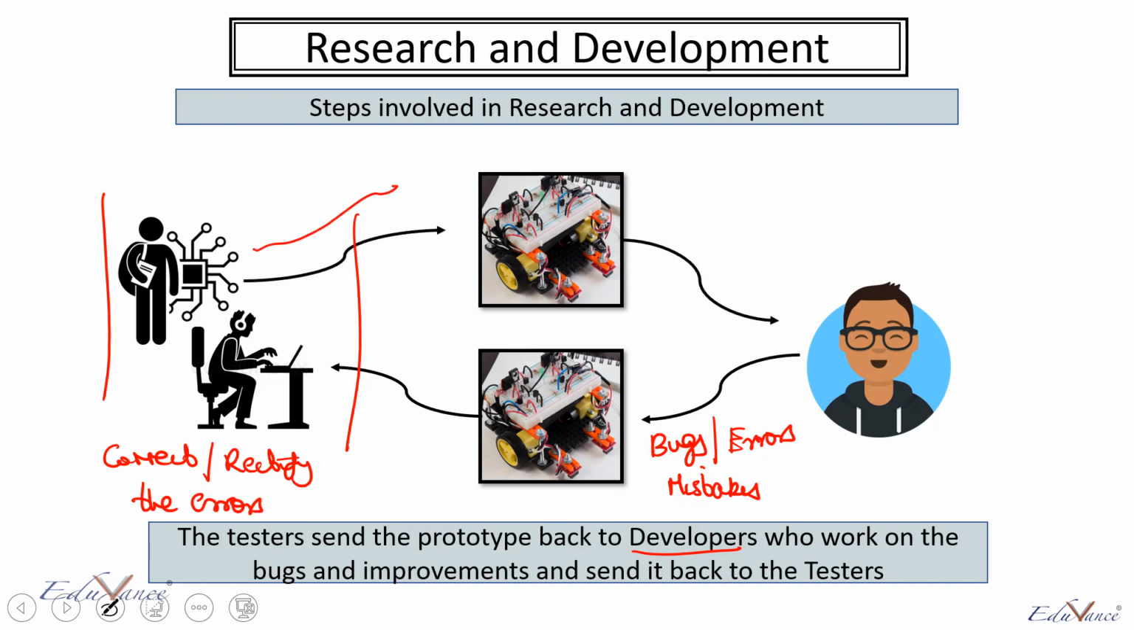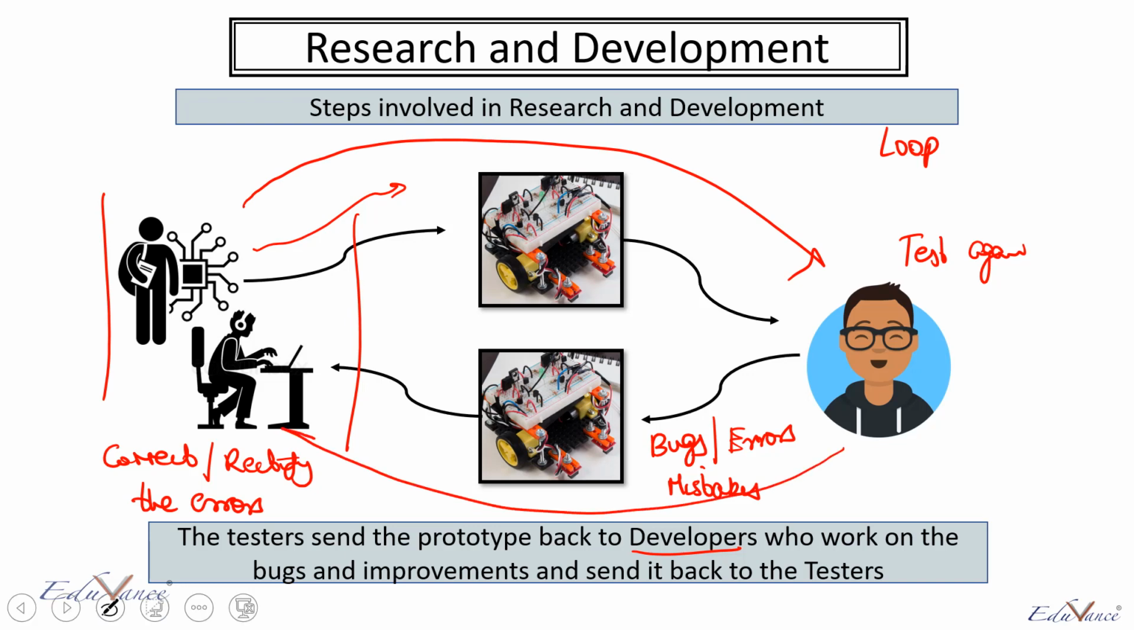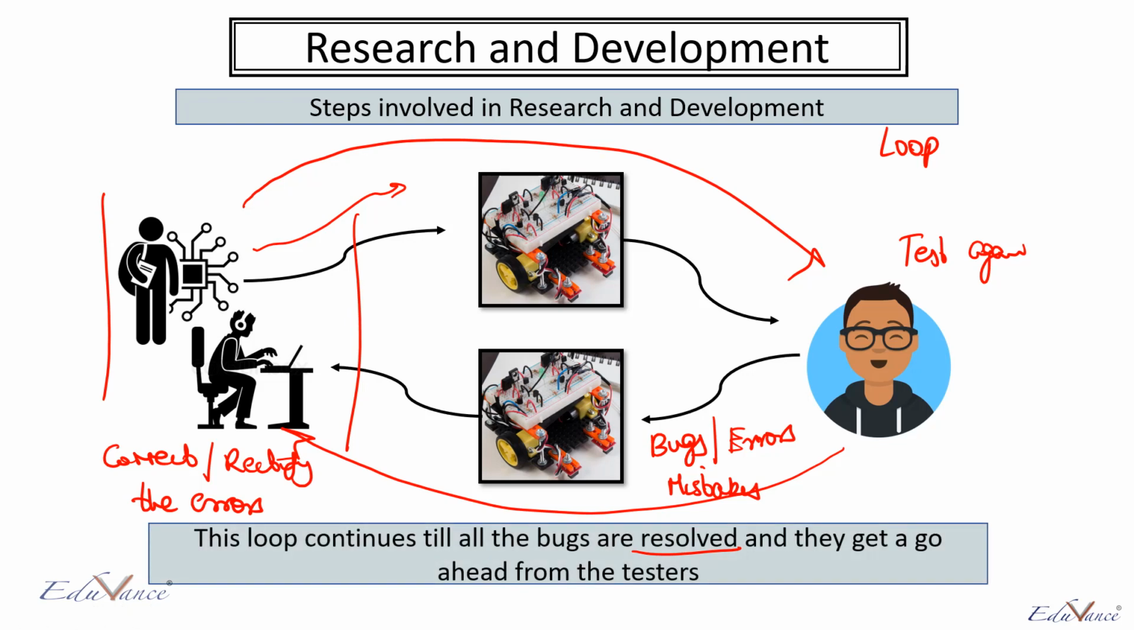And then what they will do is they will send it back to these testers, and these testers will test again. So now this is called as a R&D loop. It's called as a loop because your developers send it to your testers, who send it back to your developers. So this keeps happening again and again, and this loop continues until all the errors are resolved. Resolved means all the mistakes and all the errors have been removed, and now you can confidently say that yes, this product is ready and it works.